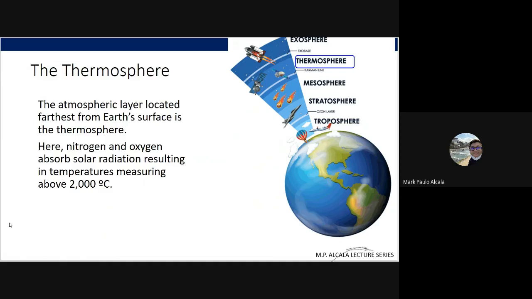Nitrogen and oxygen absorb solar radiation, resulting in temperatures measuring above 2000 degrees Celsius. The absorption of gamma rays and X-rays by nitrogen and oxygen causes atoms to be electrically charged. The electrically charged atoms are called ions, and the lower thermosphere is called the ionosphere.